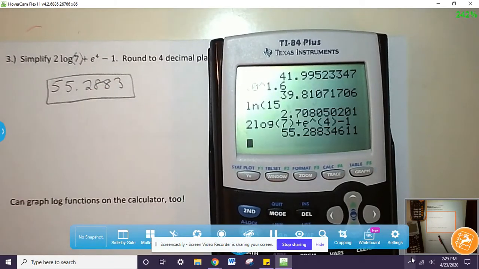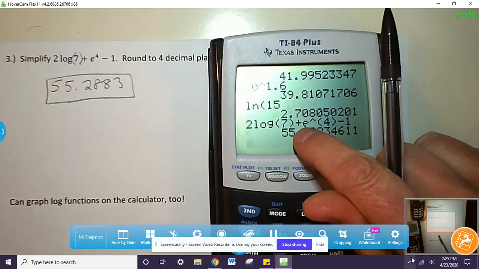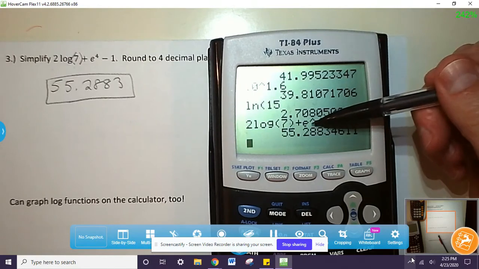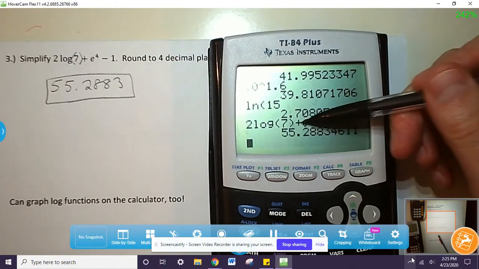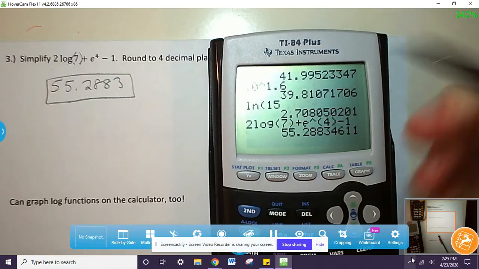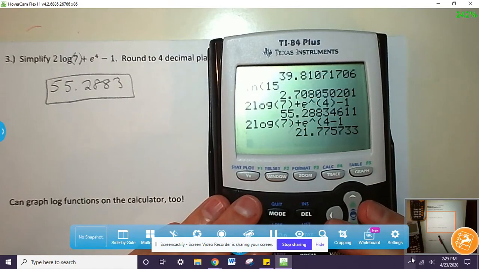If you have a slightly older graphing calculator, it's going to look like this, because when I did e to that power, it doesn't actually show the exponent raised up. It just puts that caret, and whatever's in these parentheses is what the e is raised to. So once again, make sure you close those parentheses before you put that minus 1, because if you don't close the parentheses, you're going to get a wrong answer. Okay?